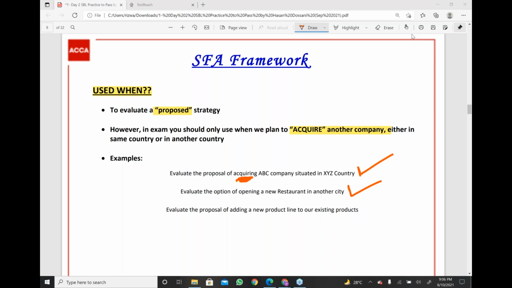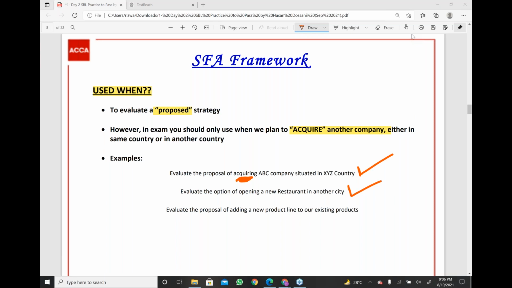What about the third example? Evaluate the proposal of adding a new product line to our existing products. Should we use SFA? Yes or no? No. Very good. Because I did not see the word acquisition. So please, it is a proposed strategy, but it is not about acquisition, so I'm not going to use it in my exam. Again, remember, I'm talking about your exam. So just use SFA when you see a proper question talking about a proposed acquisition strategy. You have to see the word acquire or acquisition.